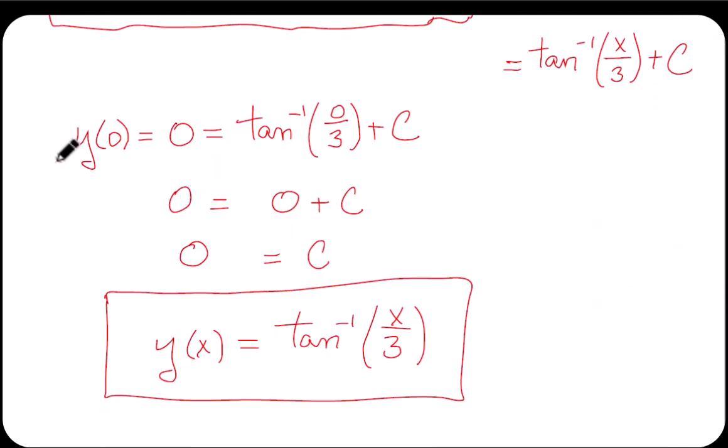All right, y at 0 is 0, so plug in x equals 0. So the question is, what is the inverse tangent of 0? So if you have forgotten some of those things, refresh your memory. But the inverse tangent of 0 is 0, so c is 0.